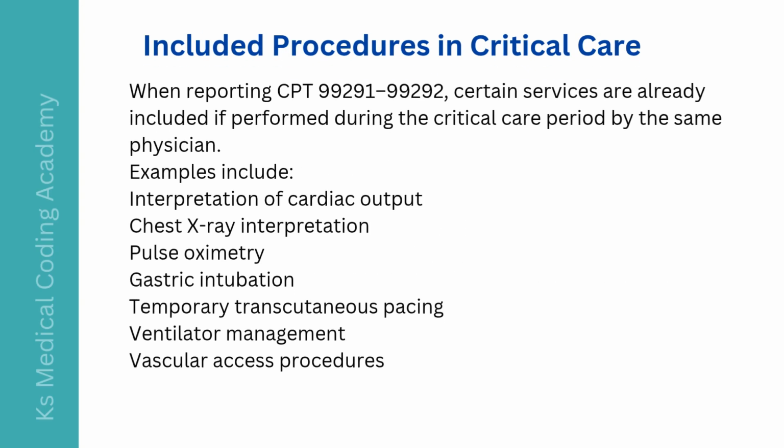When reporting critical care services using CPT codes 99291 and 99292, several procedures are already included in the payment if they are performed during the same critical care period by the same physician. These services should not be billed separately. Additional procedures that are included in critical care reporting include gastric intubation, temporary pacing, ventilator management, and several vascular access procedures. These are considered part of the physician's critical care work.